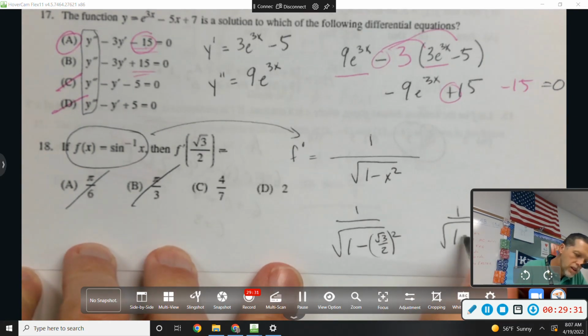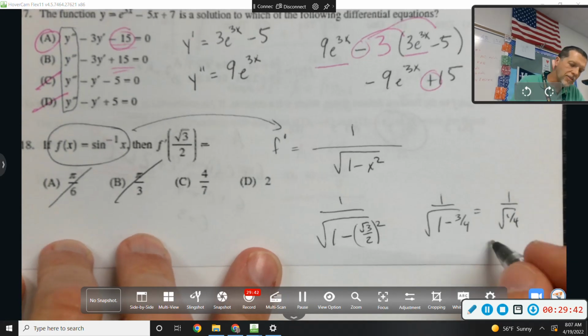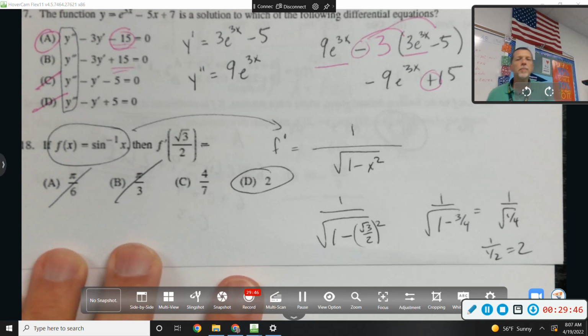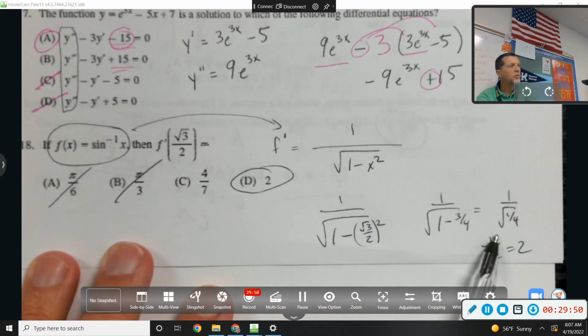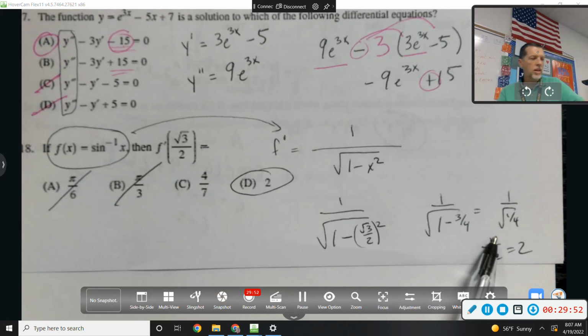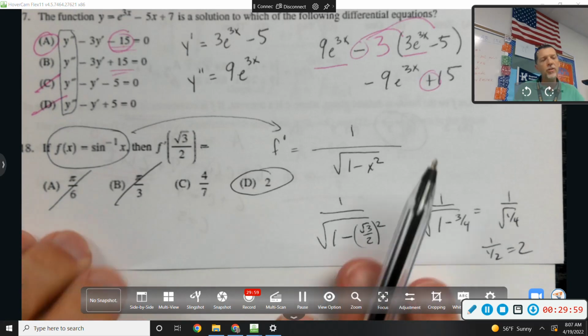Let's see. So 3/4. 1 minus 3/4 is 1/4. The square root of 1/4 is 1/2. 1 over 1/2 is 2. A little bit of calculus, a little bit of algebra. I guess there's a common theme here. The calculus can rule out a couple of the answers, and then algebra gets you the rest of the way.